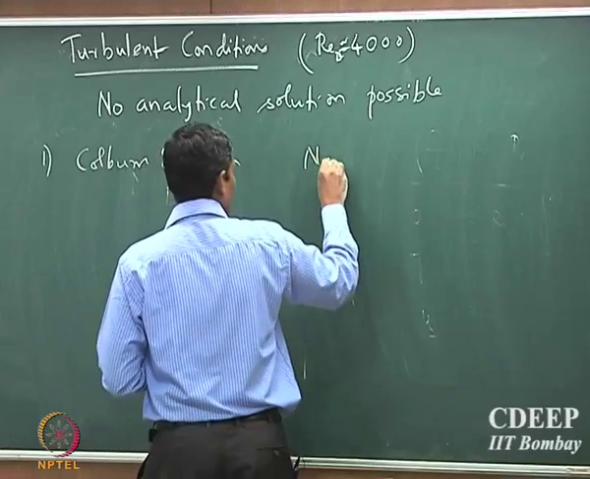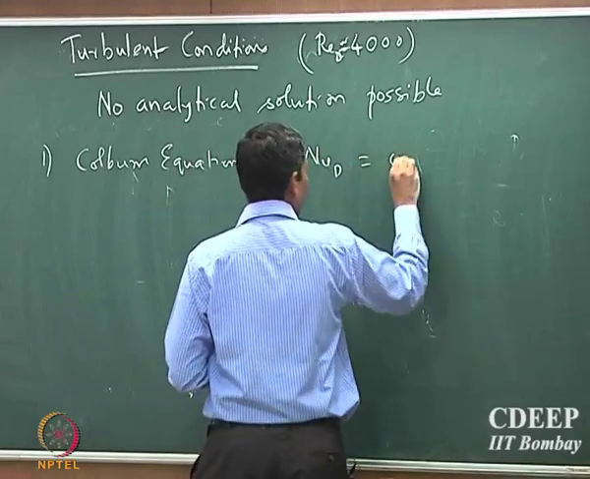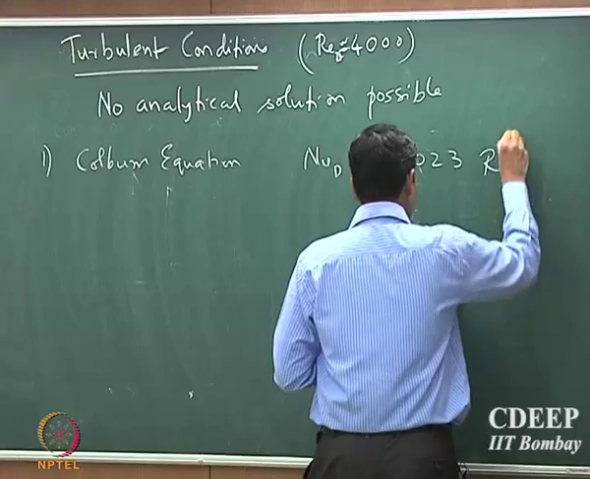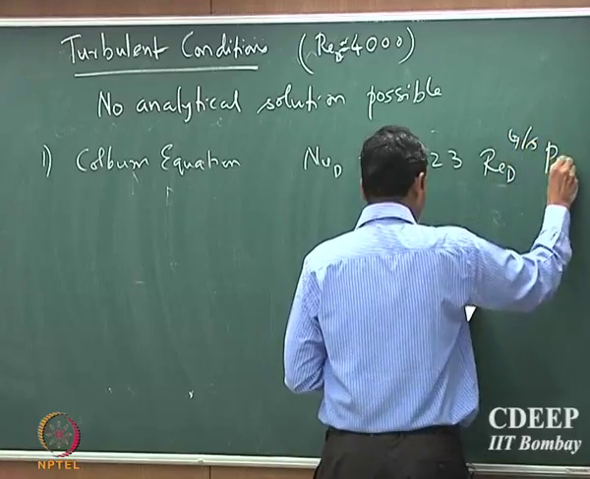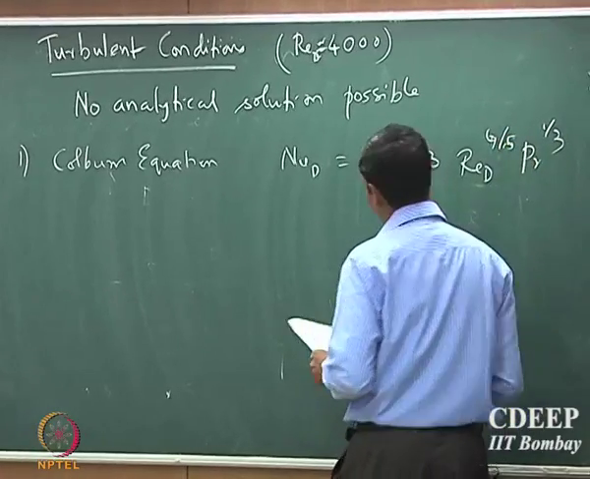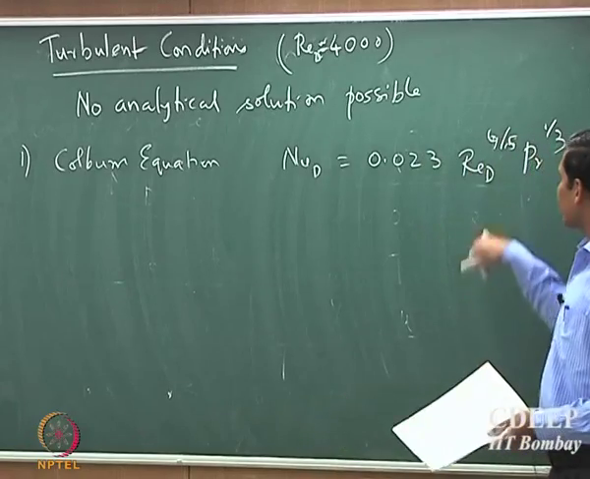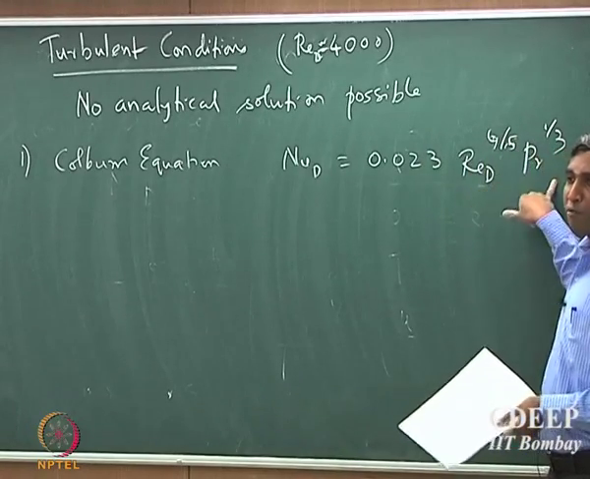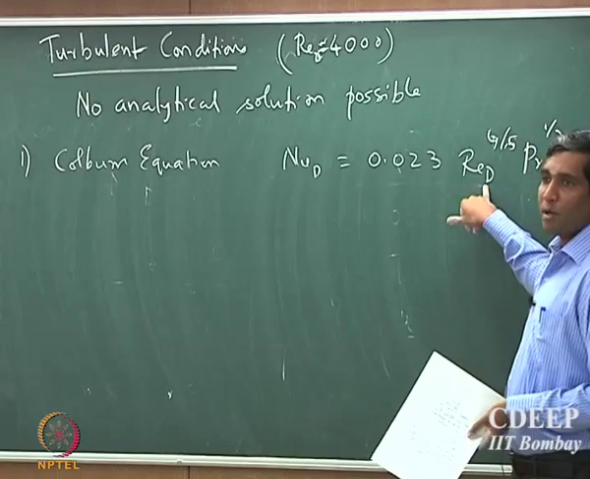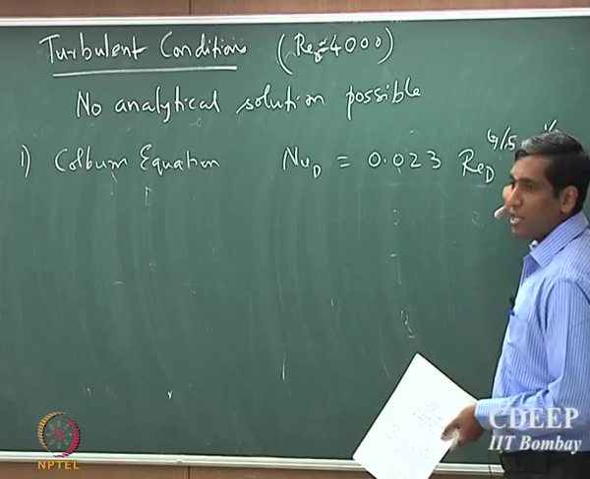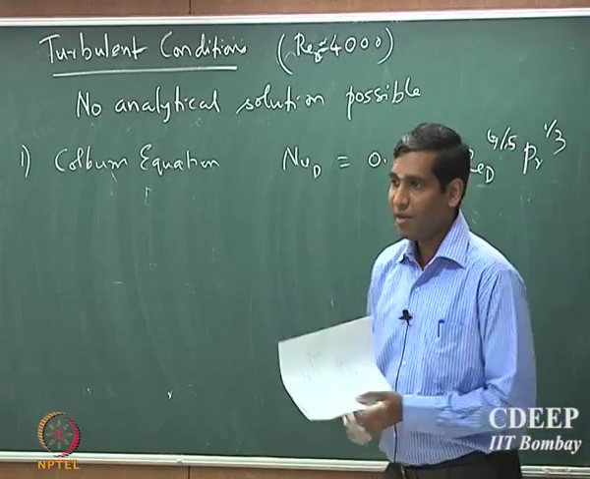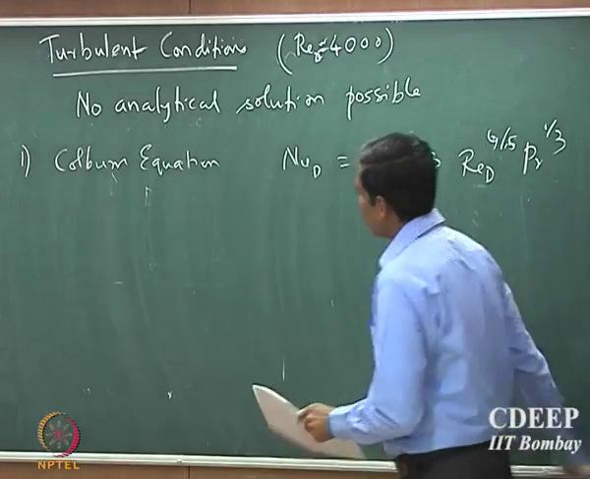So the first correlation is called Colburn equation, where Nusselt number is given by 0.023 Reynolds number to the power of 4 by 5, Prandtl number to the power of 1 by 3. So remember that you start seeing this product of Reynolds and Prandtl because Reynolds number dependence comes from the flow and the Prandtl number actually comes from the temperature gradient at the boundary, okay, or the interface between the fluid and the solid.